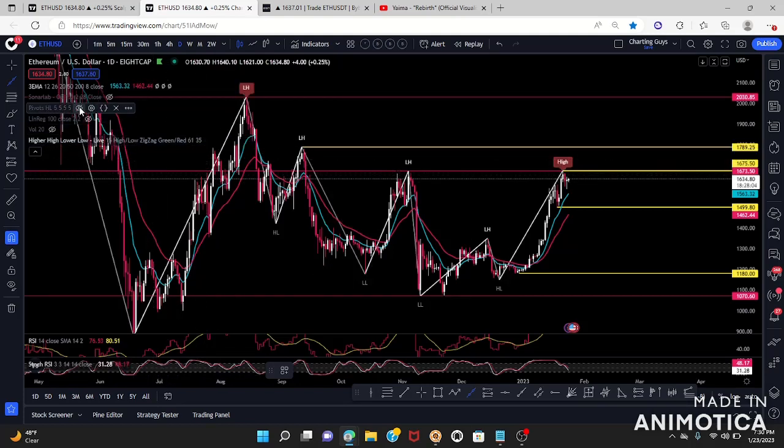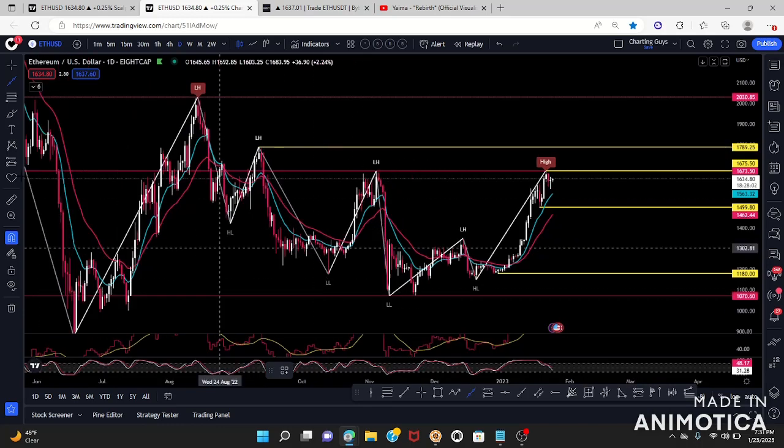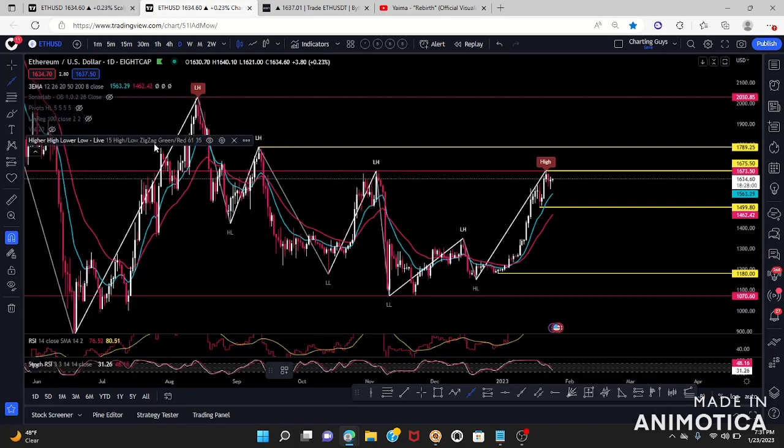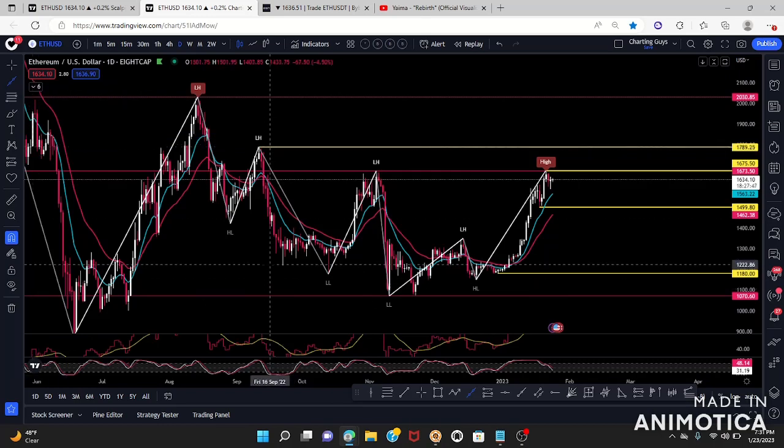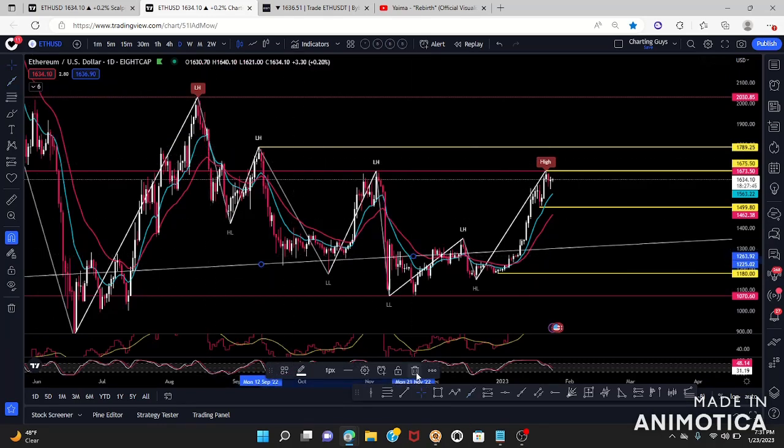There you are. Let's turn off the pivot highs and lows. In this indicator, I did change the settings. Let me show you. I set it up to 15, sometimes 30. You know, play with it, have fun with it, right?